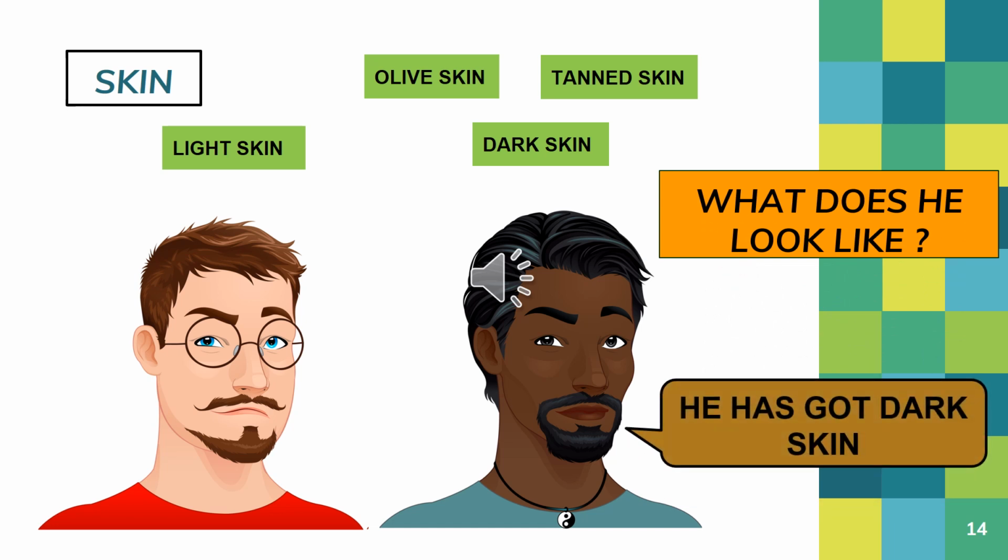The next is to describe someone's skin. The vocabulary are light skin, dark skin, olive skin, and tan skin. We choose the second picture to describe it. The man has got dark skin. Or the first picture, you can use the sentence, he has got light skin.